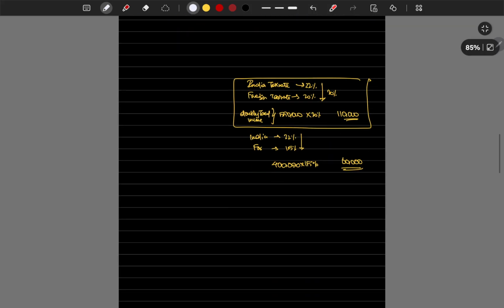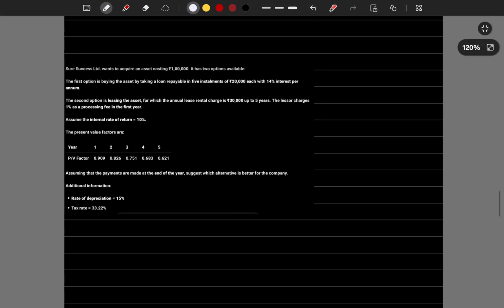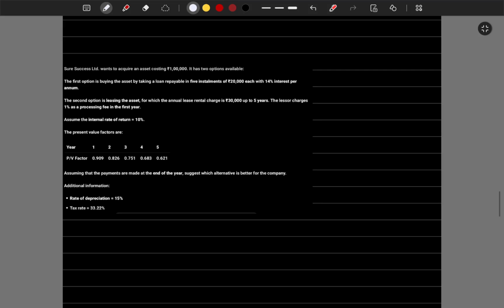Okay, now this is how we have to work it out. We'll go to the last problem, which is from tax planning, an FM question.